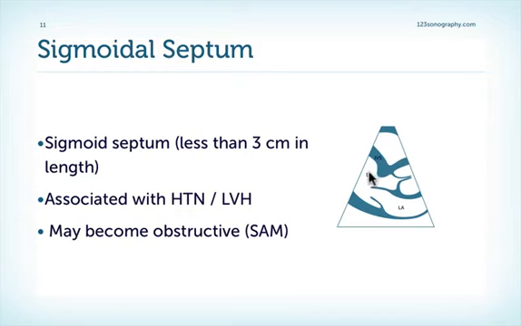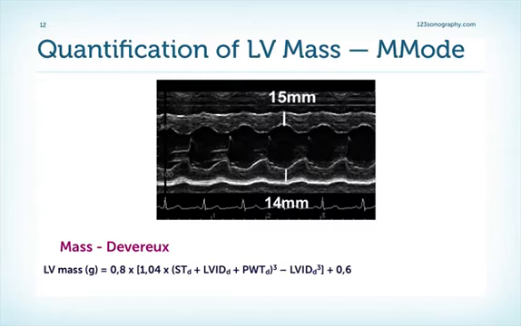What is the clinical importance of this finding? Well, it can become obstructive. It can cause a so-called SAM phenomenon if patients also have a hypovolemic left ventricle or if they're hyperdynamic. So this can arise and can cause a problem, but it is not the same thing as a hypertrophic cardiomyopathy. Now I'd like to show you how to quantify LV mass.